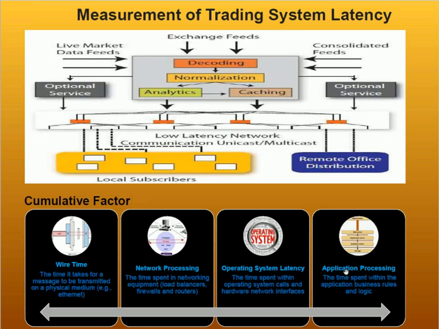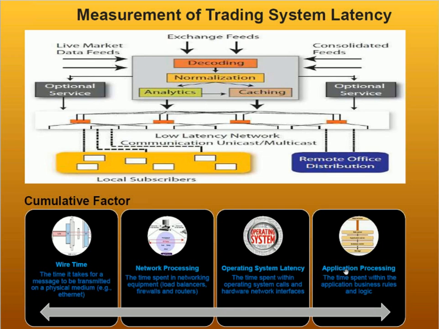If you look into that, there are four major factors which combine together, which I already mentioned: the wire time latency, network processing latency, operating system latency, and application processing latency. These are the major components which contribute toward latency, and our effort is to cut down the delay itself, as much as possible.